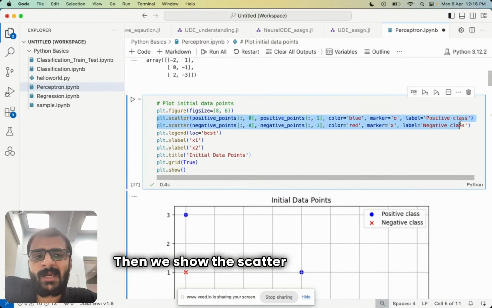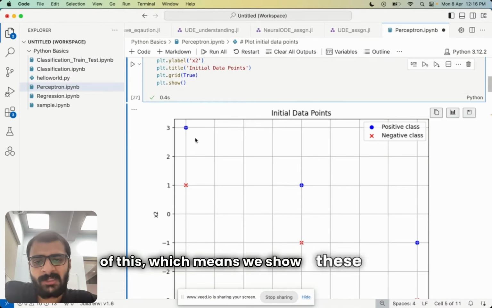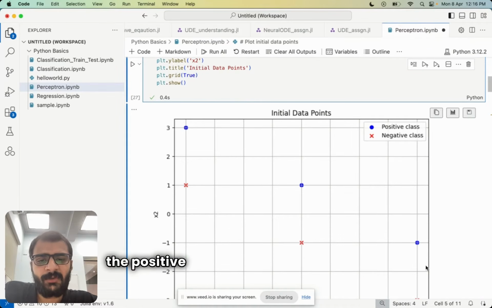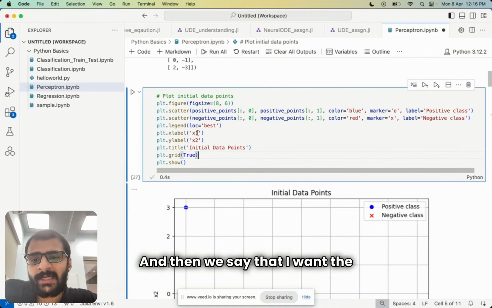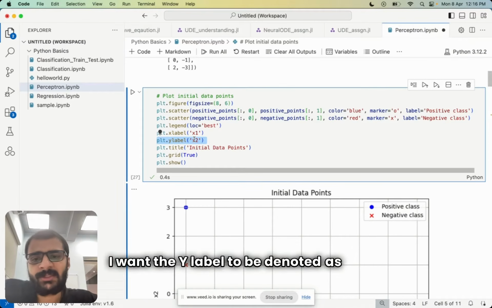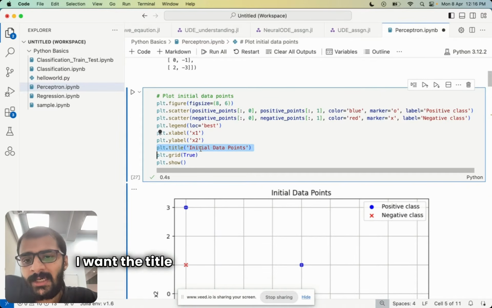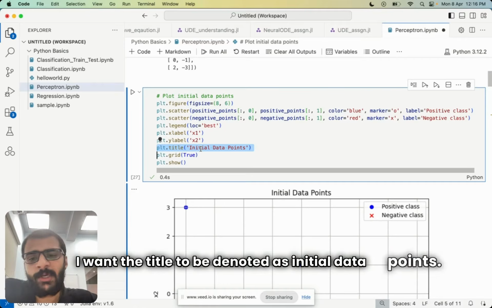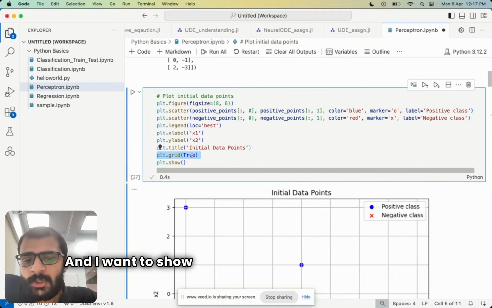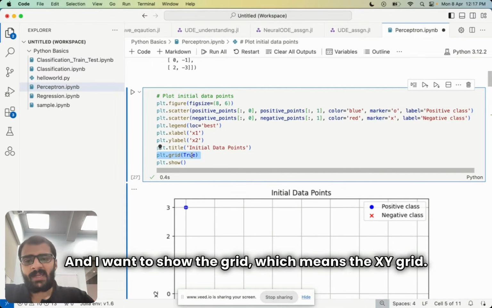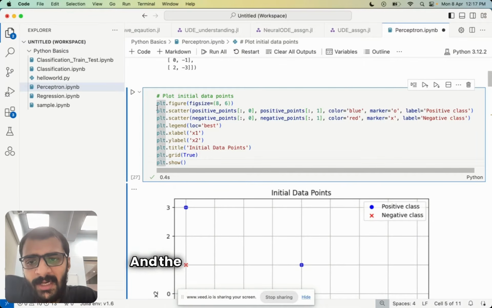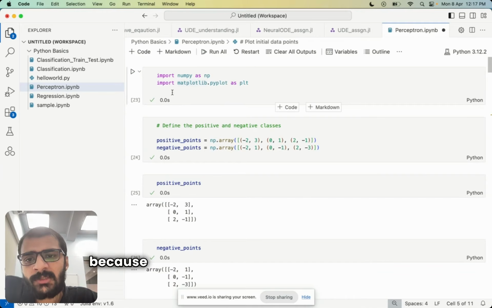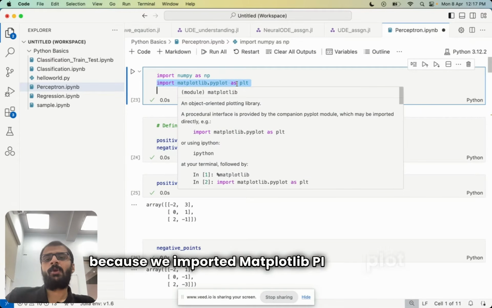Then we show the scatter points on top of this, which means we show these points, the positive class and the negative class. And then we say that I want the x label to be denoted as x1, I want the y label to be denoted as x2, I want the title to be denoted as initial data points, and I want to show the grid, which means the xy grid. And then I want to show this plot. That's why we say plt.show. And the reason we are using plt is because we imported matplotlib.pyplot as plt.